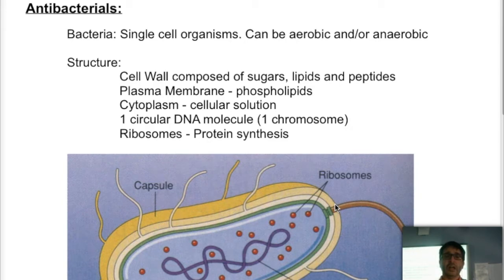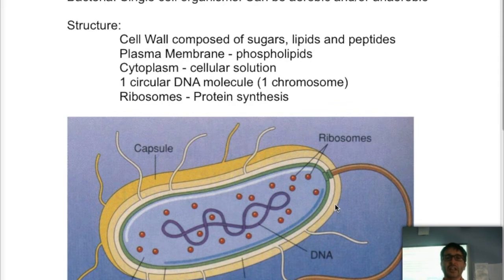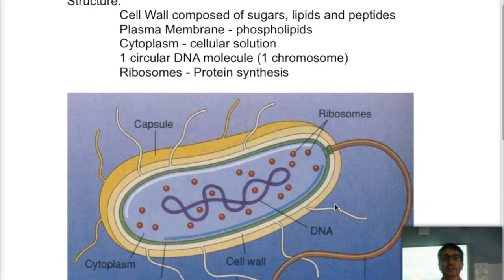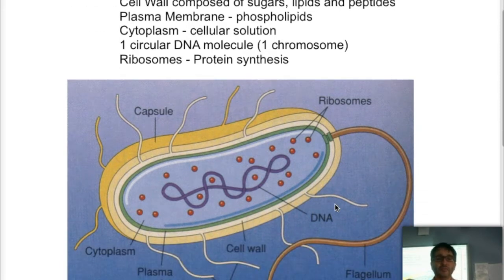As the name indicates, they are drugs that kill bacteria. But before we talk about them, we need to tell you a little bit about bacteria. Bacteria are single-cell organisms that can be aerobic or anaerobic, i.e. they can live in the presence of oxygen or in the absence of it. And they generally have this particular structure in which they have a cell wall, which is external and is composed of sugars, lipids, and peptides.